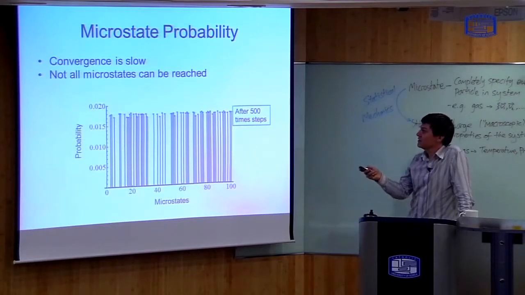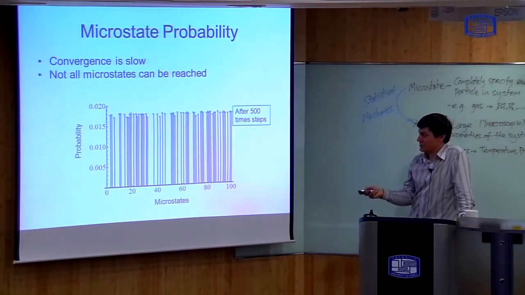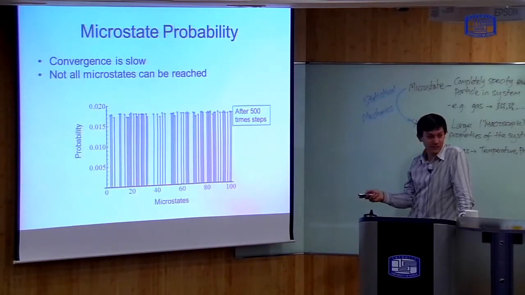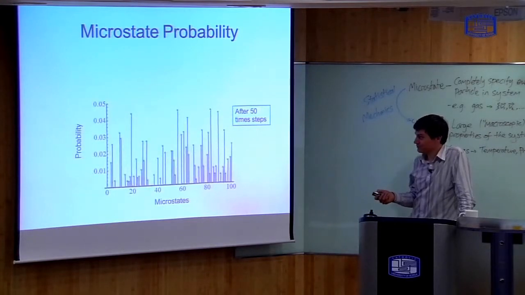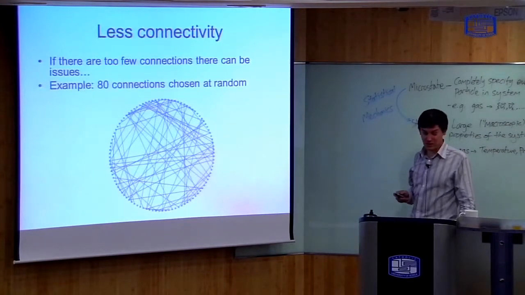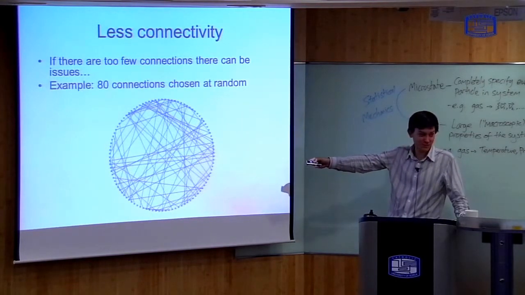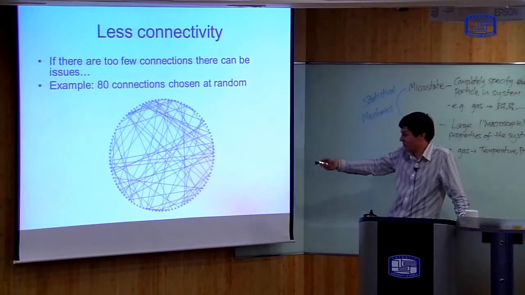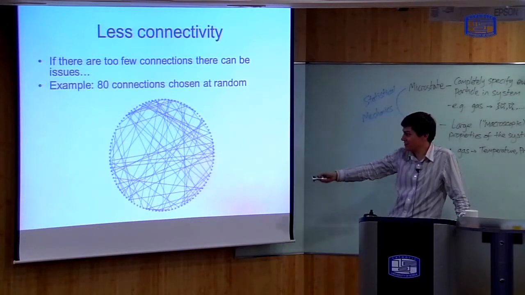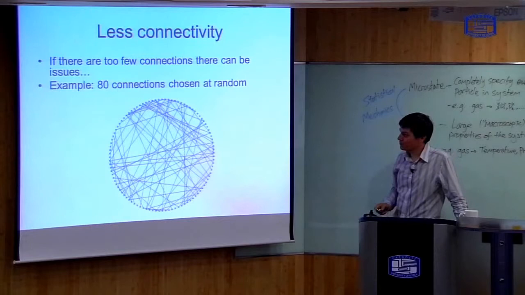And secondly, not all microstates can be reached. You see, there are some microstates here which have 0 probability. The reason for that is easy to understand. If you look at the original network, you see that some microstates are impossible to reach, right? Like this one here, I can't get into it. There's no line connecting it, so I can't possibly get there. These are the same. This one's the same.